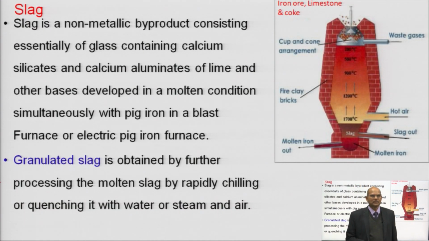So, what is slag? Slag is a non-metallic byproduct consisting essentially of glass containing calcium silicates and calcium aluminates and other bases, developed in a molten condition simultaneously with pig iron in a blast furnace or electric pig iron furnace.